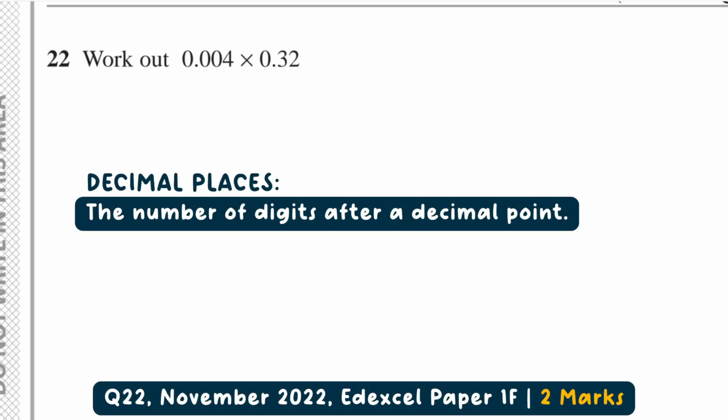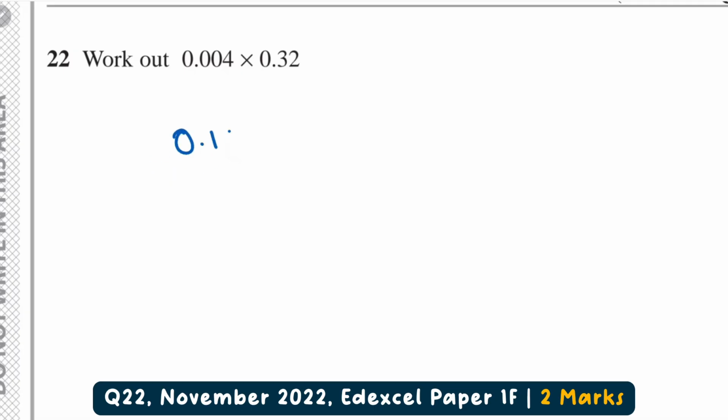The decimal place of a number is the number of digits after its decimal point. So for example, in 0.19, we have two decimal places because we have two digits after the decimal point. So this is 2dp. So dp stands for decimal place. And in 0.6, this has 1 dp, or one decimal place, because there's just one digit to the right of the decimal point. And in 0.924, we've got 3 decimal places because we've got 3 digits to the right of the decimal point.